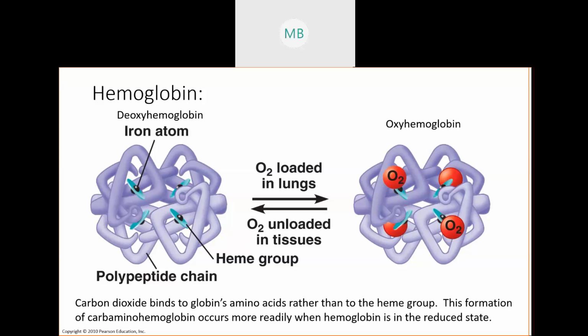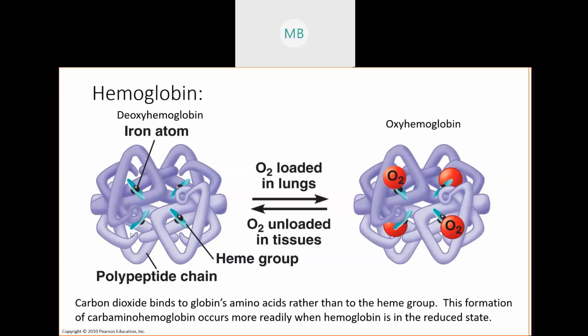But most of your body's carbon dioxide, instead of binding back onto the hemoglobin directly, is going to attach itself to globulins, amino acids within your blood, which is going to create something called carbaminohemoglobin, and that occurs readily when hemoglobin is in your reduced state. This process also includes things like bicarbonate, and we will discuss that more when we talk about your respiratory system and what happens to the carbon dioxide that you need to exhale. But this is how oxygen loads into each hemoglobin group.